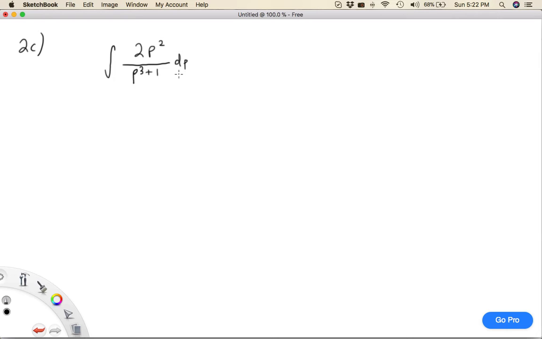So I think this is going to be a u-substitution, and the reason that I think that is because I'm noticing the piece on the bottom, if you make that u, so if you make u p cubed plus 1, then the derivative of u with respect to p is going to be 3p squared. Oh, that's not what we usually write, is it? We write du equals 3p squared times dp.